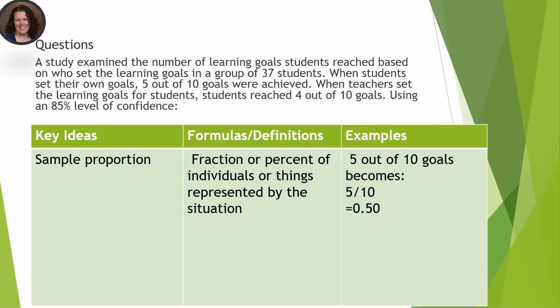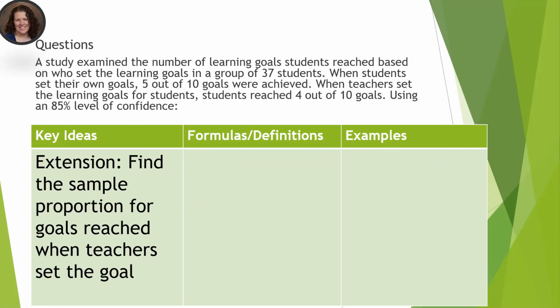So in this specific problem, we have students who set their own goals, and when they set their own goals, 5 out of 10 goals were achieved. Stick 5 divided by 10 into your Desmos or calculator, and you get 0.5 as your sample proportion. So here's an extension. What is the sample proportion for reaching goals when the teacher set the goal? Pause for a minute, read the problem. What's the number we're given? We're told that 4 out of 10 students reached their goal when the teacher set the goal.